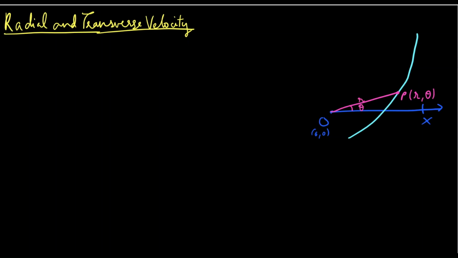is r. Now suppose that in a small interval delta t, this particle travels to some point Q. Let us assume that Q has polar coordinate r plus delta r and theta plus del theta, which means that OQ is equal to r plus del r and angle QOP is del theta.